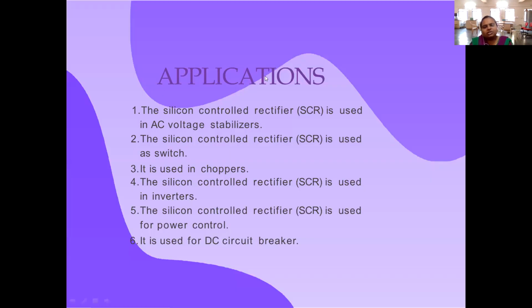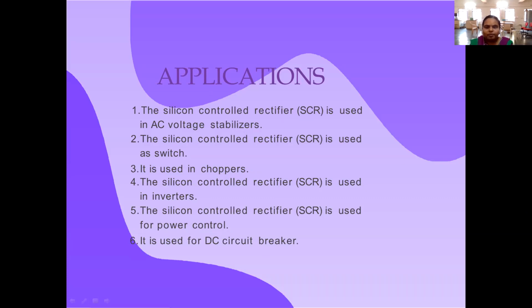Next, what are the applications? We can go for the SCR. It can be used in AC voltage stabilizers. SCRs and triacs we can use as switches, right? For that reason, we can use them in AC voltage stabilizers, as a switch, and in choppers, where we can convert AC to AC and DC to DC. Also in inverters, AC to DC and DC to AC, and also as a power controlling unit, and in DC circuit breakers. These are some applications where we can use our SCR.